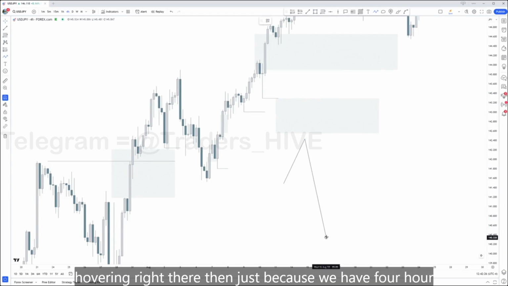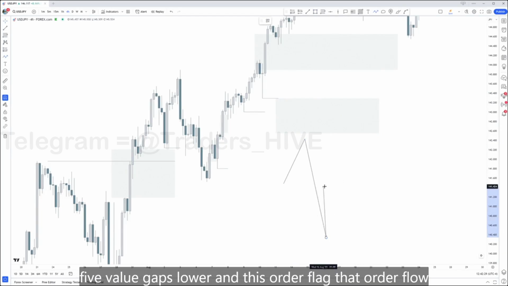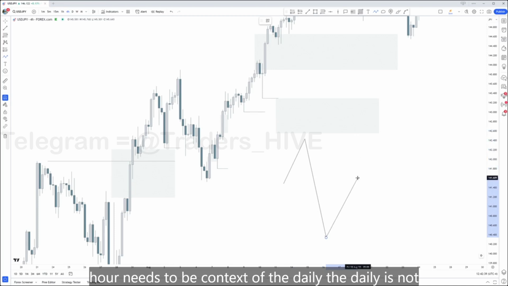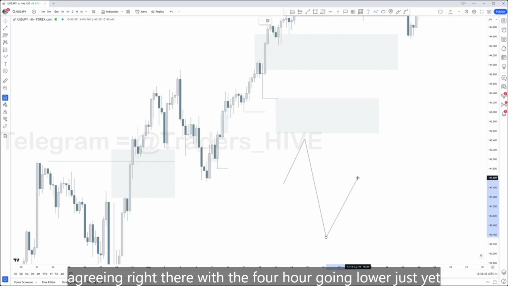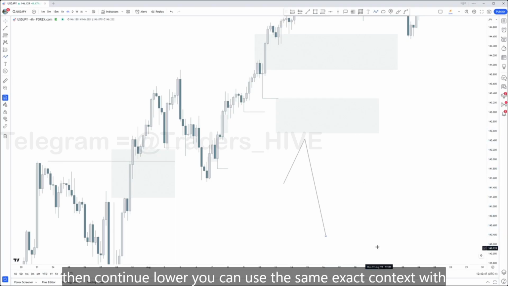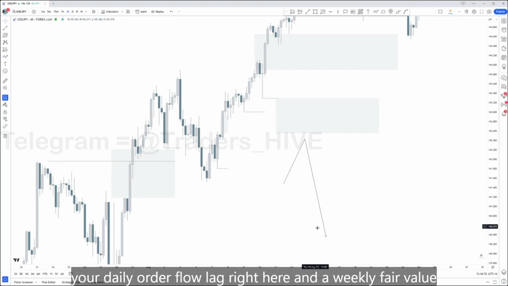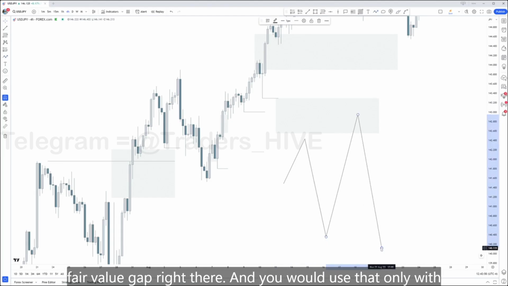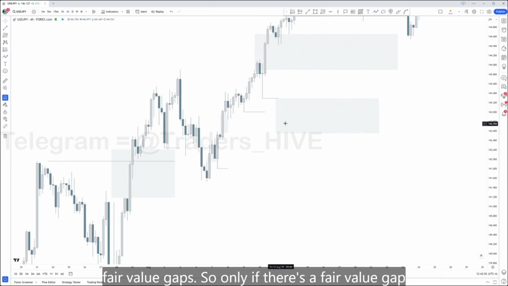Then just because we have 4 hour fair value gaps lower and this order flow lag, that order flow lag is not high probability. And the reason for that is because on the time frame above it, because the 4 hour needs to be in context of the daily, the daily is not agreeing right there with the 4 hour going lower just yet, because the daily will likely do something like this and then continue lower. You can use the same exact context with your daily order flow lag right here and a weekly fair value gap right there, or a weekly order flow lag and a monthly fair value gap right there. And you would use that only with fair value gaps.